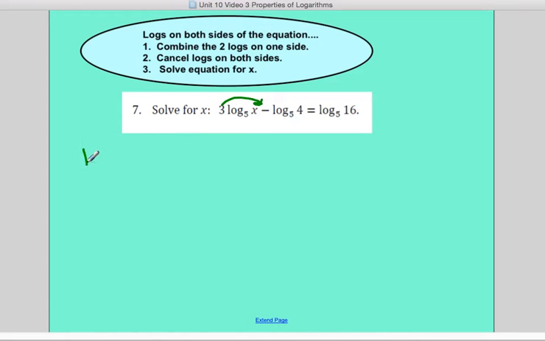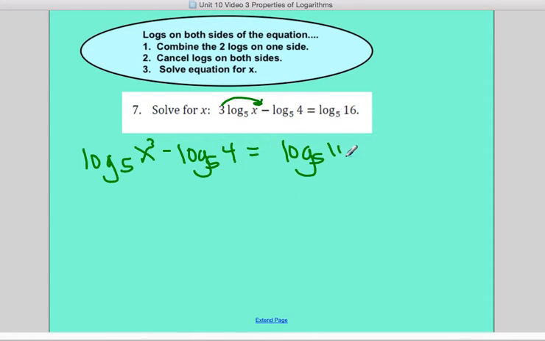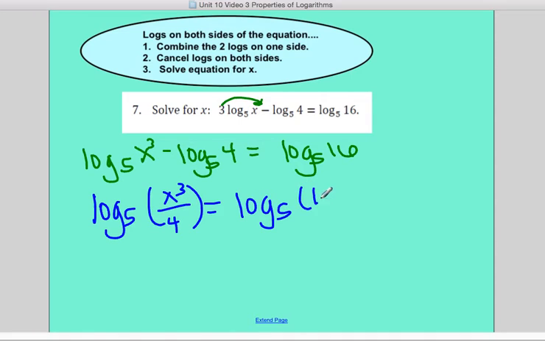So I would have log base 5 of x to the 3rd minus log base 5 of 4 equals log base 5 of 16. I said the goal is to get all the logs to have only one log on each side. On the left-hand side it is subtraction, so I'm going to rewrite it with division. Notice only one log: log base 5 of x to the third over 4 is equal to log base 5 of 16.